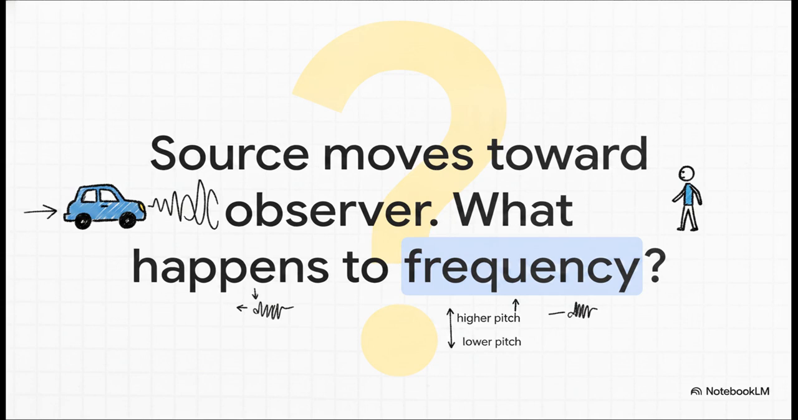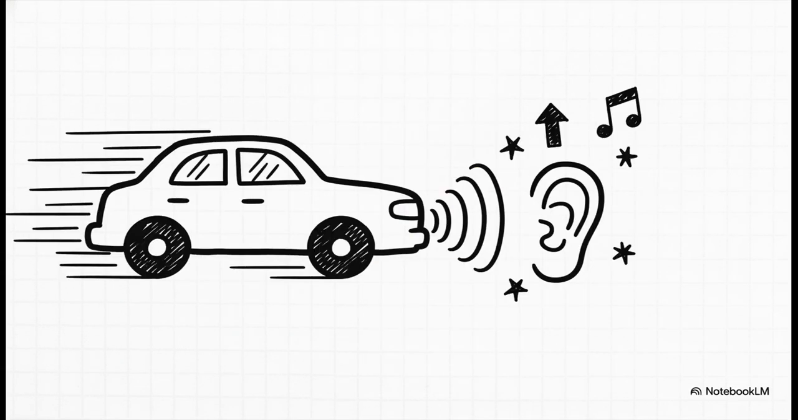So, as the sound source moves towards an observer, like the person standing on the right here, what exactly is happening to the frequency of that sound? Notice how those wave rings get all squished together in the front. What does that do to the pitch? The answer is that the frequency gets higher.